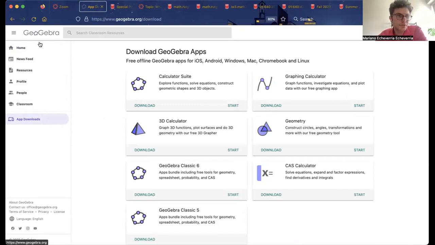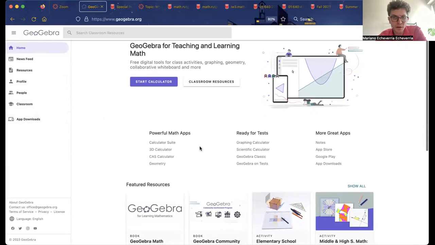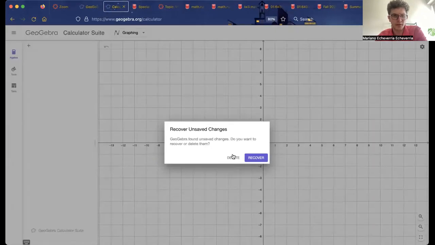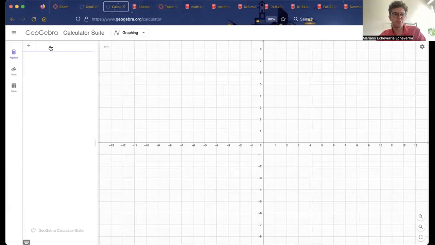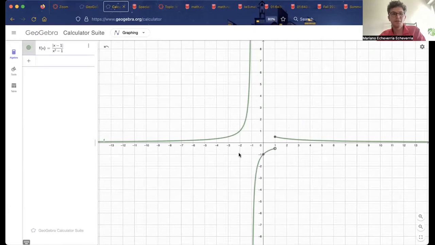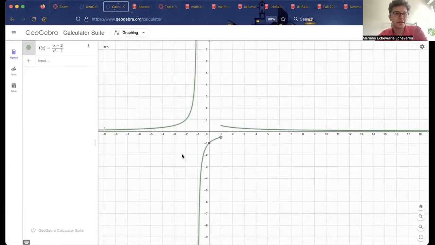But if you don't want to, you can also work with the online tools, so it doesn't require you to download it. You can do it online and you can put f of x, but it would be the absolute value of x minus 1 divided by x. It's very intuitive, how you would enter it. So for example, this is the graph for the absolute value of x minus 1, divided by x squared minus 1.